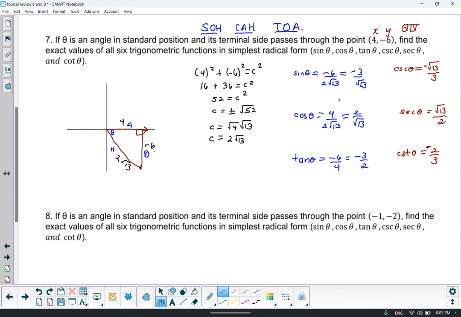Okay, now this is almost done, except we do have to rationalize. So if I want to rationalize, and the only ones we have to rationalize are sine and cosine, I would multiply this by rad 13 over rad 13.